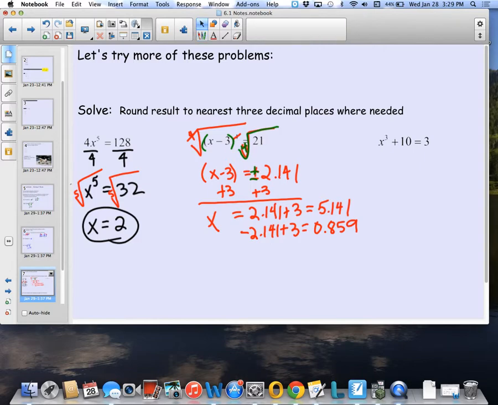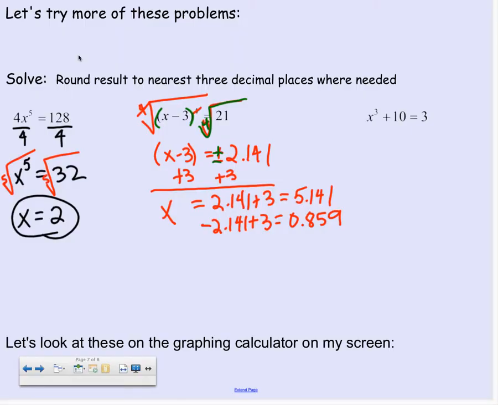Let's look at this last one. x cubed plus 10 equals 3. If I want to get this x by itself, the first thing I need to do is subtract 10. Now I have x cubed equals negative 7. And now I'm going to cube root both sides. Oh my goodness, can we cube root a negative? Yes, we can, because it's odd. You can actually punch that in your calculator.